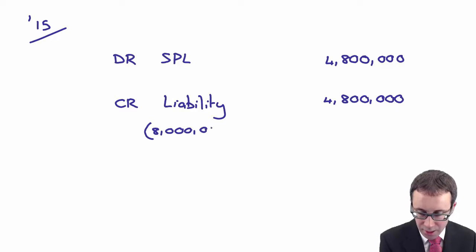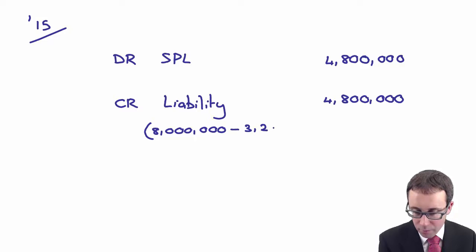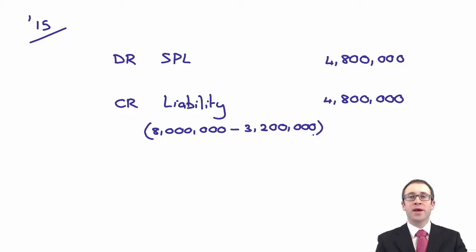and the movement was taking it up to the 8 million from the 3.2 million. Okay, there you go. That covers all the basics, all the fundamentals that you need to know about your cash settled share-based payments.